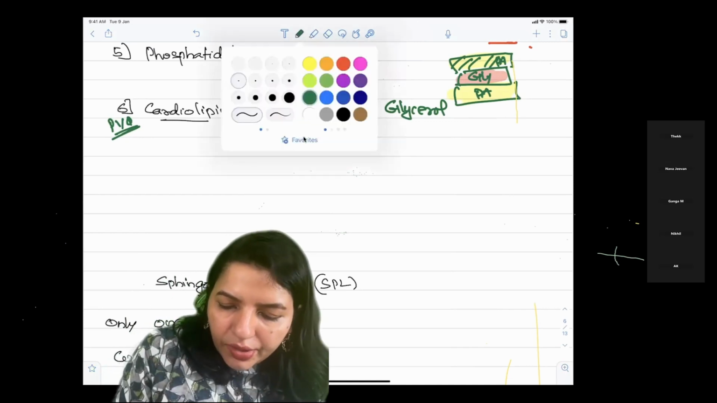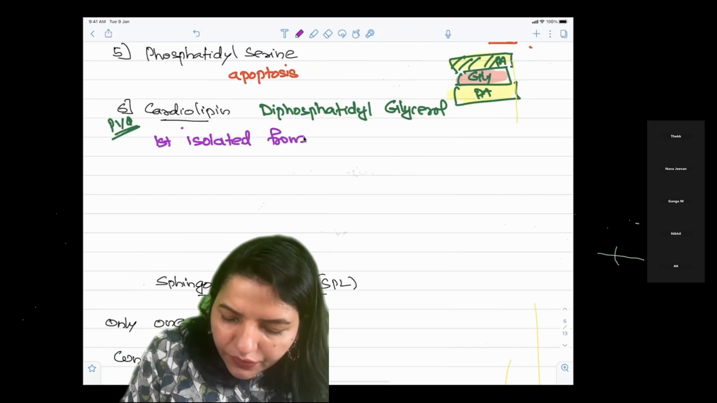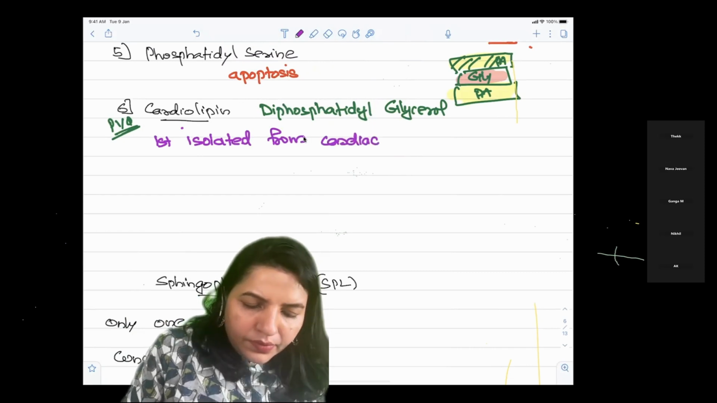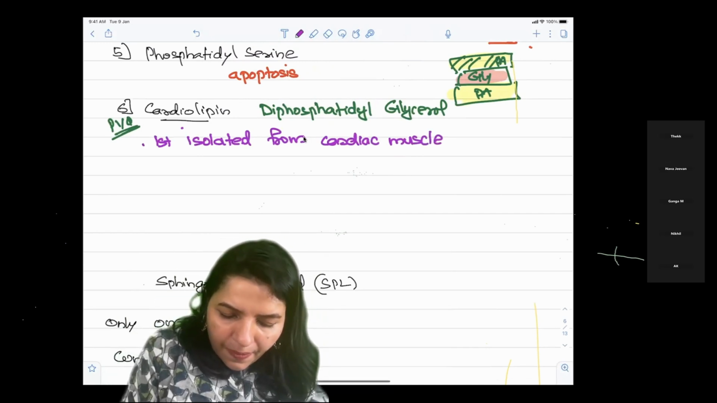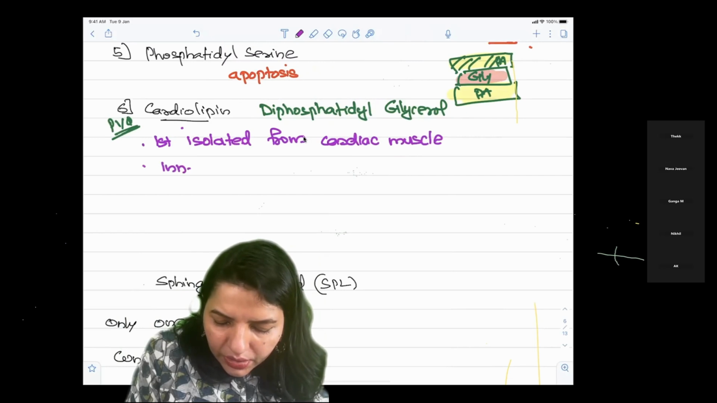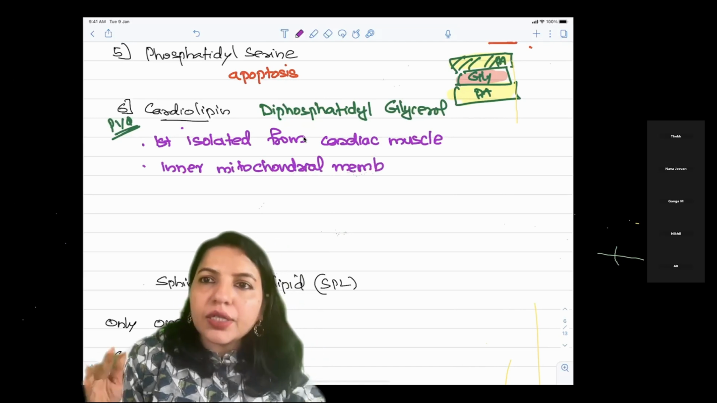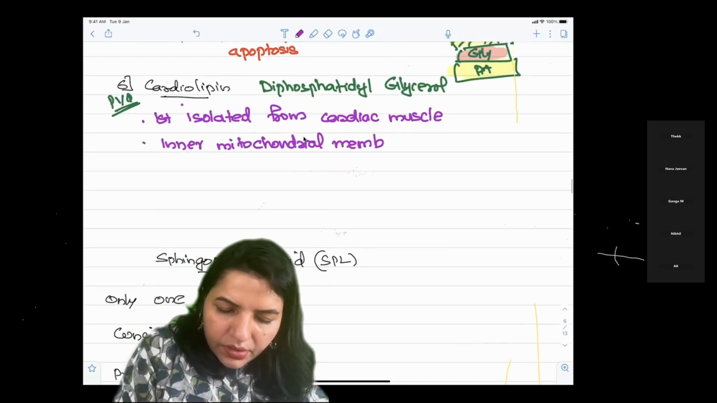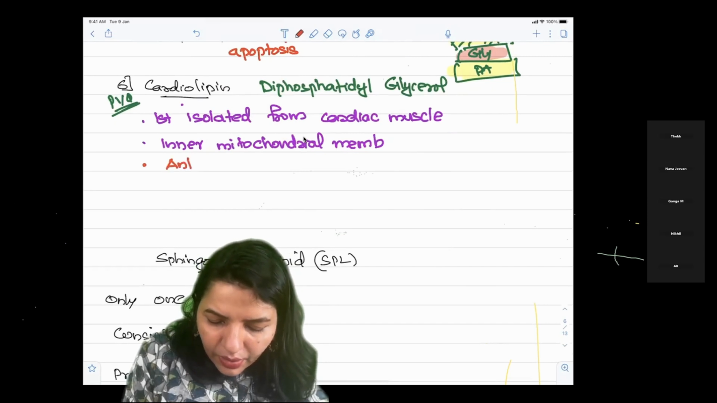Why did it get the name cardiolipin? Because this was first isolated from cardiac muscle. First isolated from cardiac muscle. And it is present in the inner mitochondrial membrane. It has a very peculiar characteristic: this is the only phospholipid with antigenic properties.